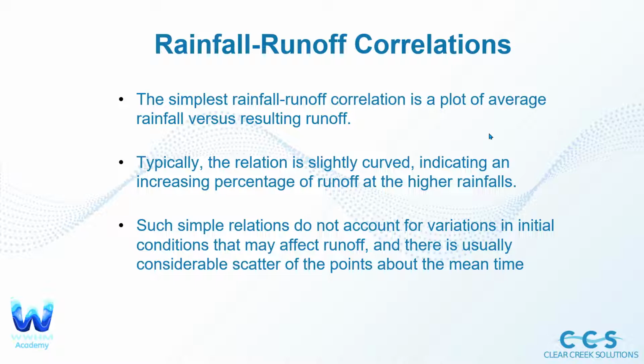Such simple relations do not account for variations in initial conditions that may affect runoff, and there's usually considerable scatter of the points about the mean line. And so I'm going to go into this. This goes back into the difference between single event hydrology and continuous simulation hydrology. And this is why a direct correlation between rainfall and runoff doesn't exactly work when we talk about practical project design.